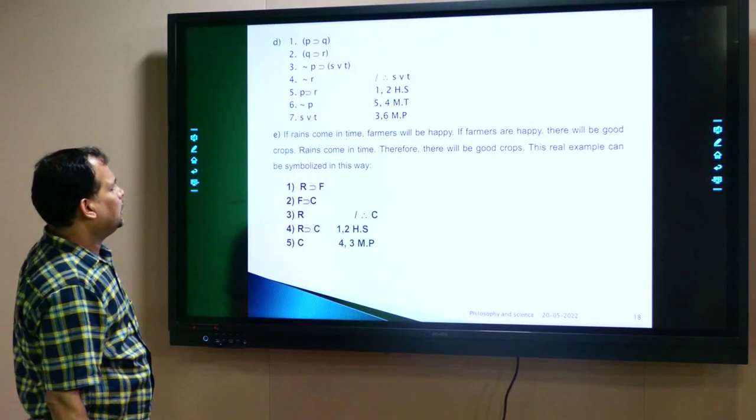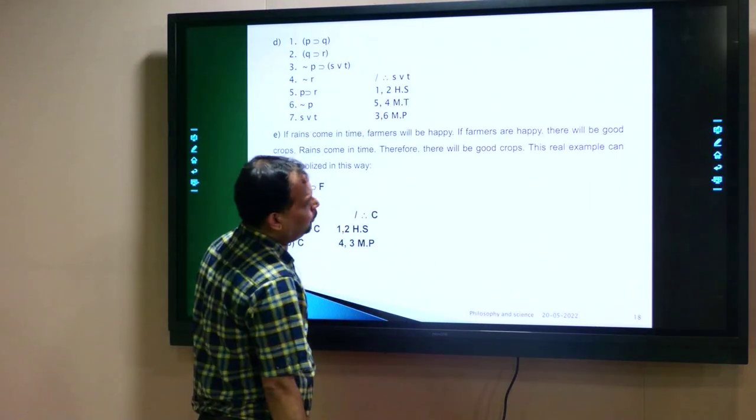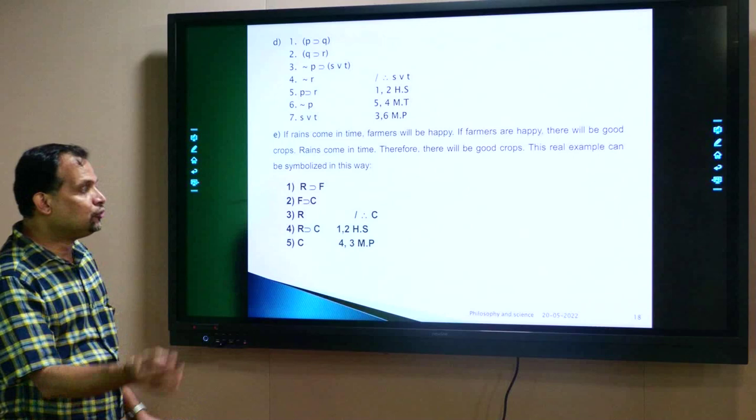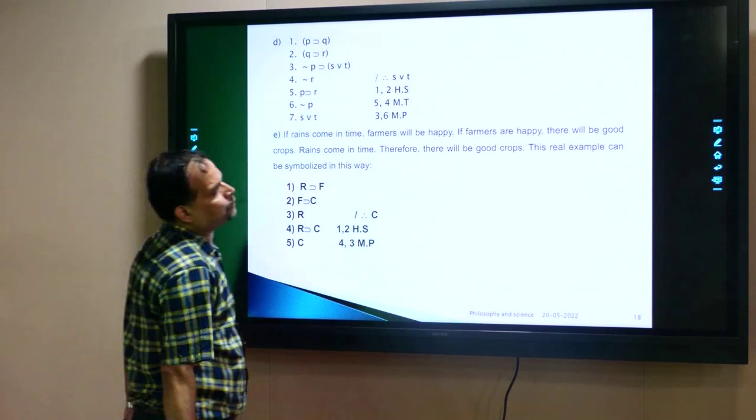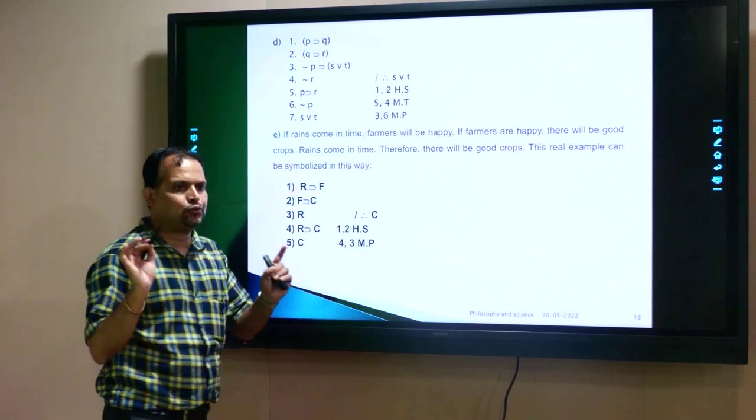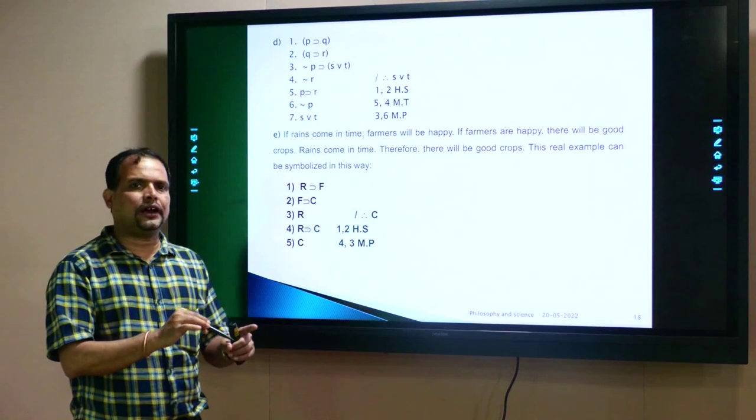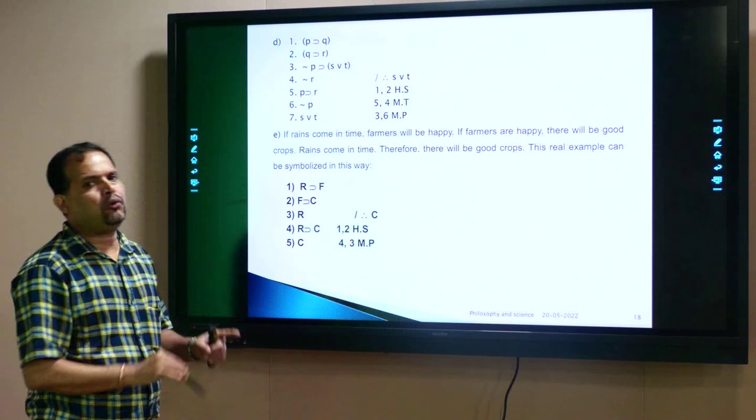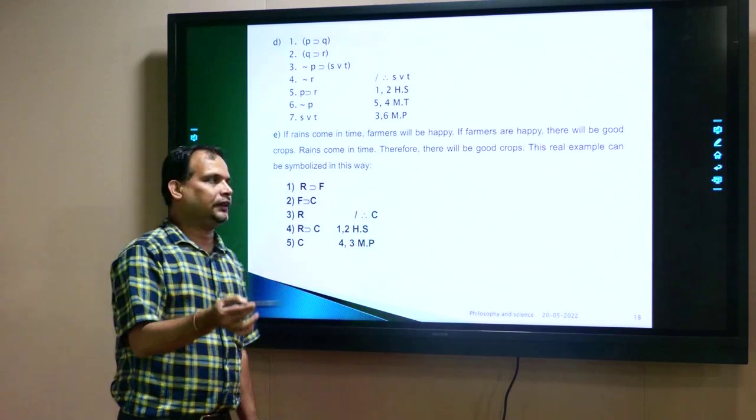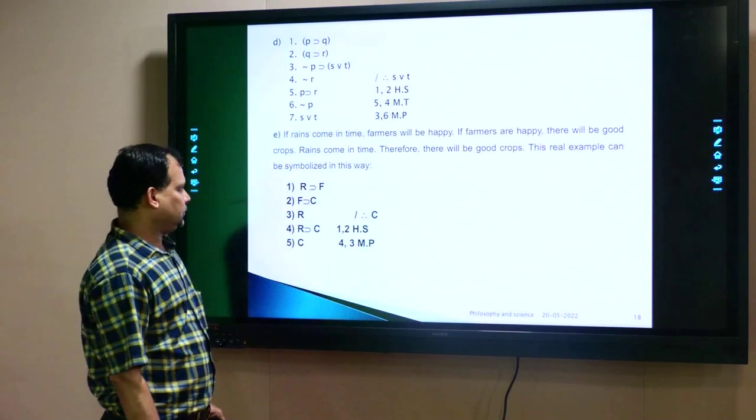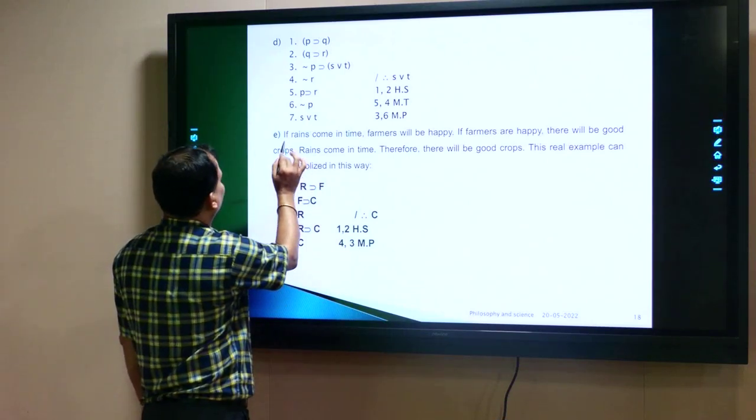Now you see, this is another way of deducing a conclusion out of the premises. There are some real examples given to you. You have to symbolize the argument. After that, you have to prove how we can deduce the conclusion out of the premises. So you see, there is a real example given to you.